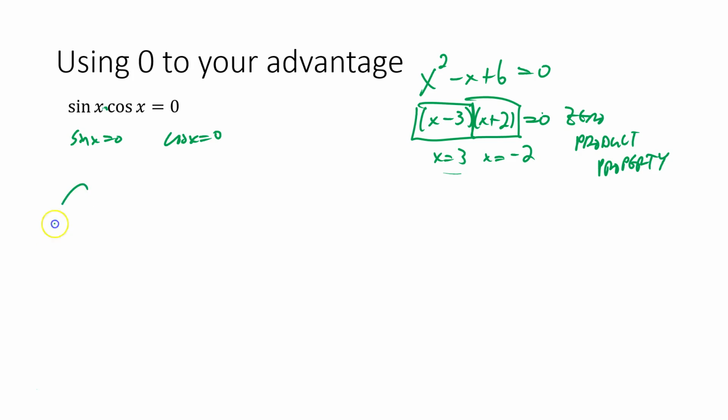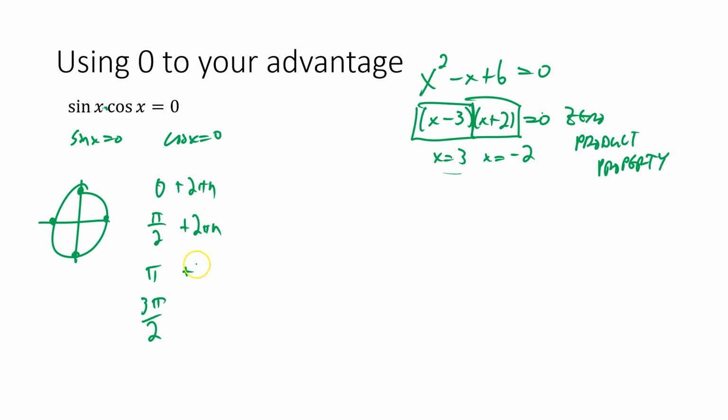So either sine x is 0 or cosine x is 0. Well, sine x is 0 at two spots on the circle, right here and right here. Cosine x is 0 at the top and the bottom. So I'm at one of the compass points. So either I'm at 0, pi over 2, pi, or 3 pi over 2. You can write 2 pi, but that's kind of redundant for the 0. And then for each one of those, I have to add the period. So plus 2 pi n, plus 2 pi n, plus 2 pi n, and plus 2 pi n. So this time we got 4 solutions.